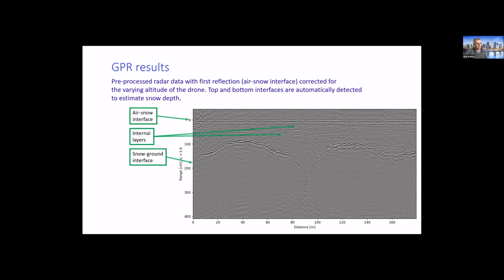Here's an example of a GPR measurement. Of course, remember that the drone is flying about 7 to 10 meters above the ground, and we can see that we can obtain very detailed information about the snow cover, the air-snow surface, and the internal layers in the snow, and of course also the ground.